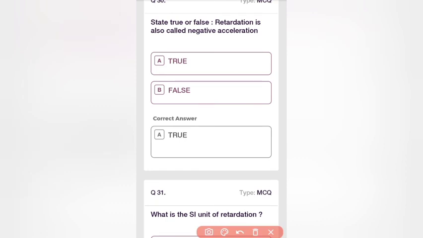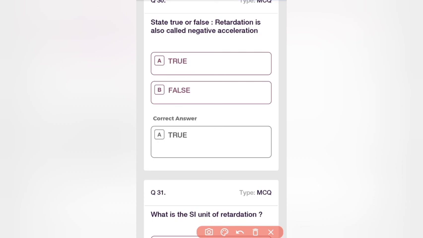We can also call it deceleration. Okay. The other name for retardation is going to be deceleration. Fine. Instead of acceleration, you should put D, E. It's a deceleration.